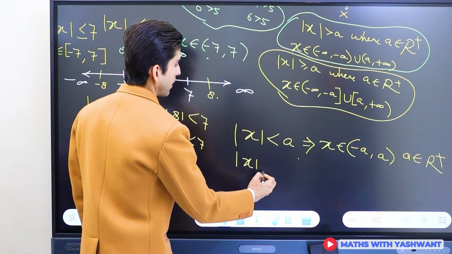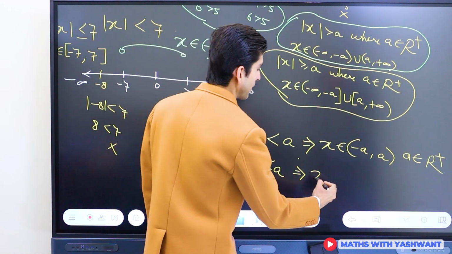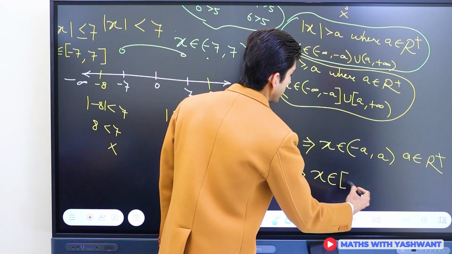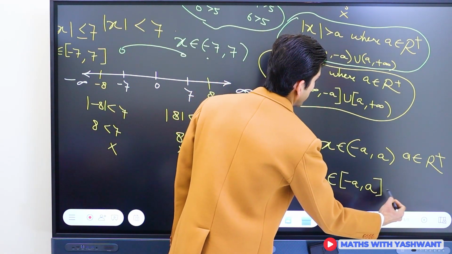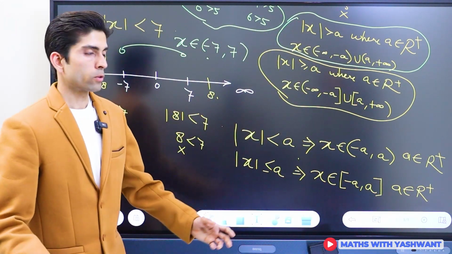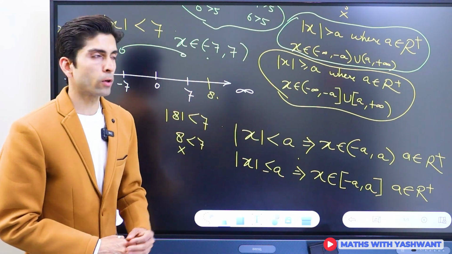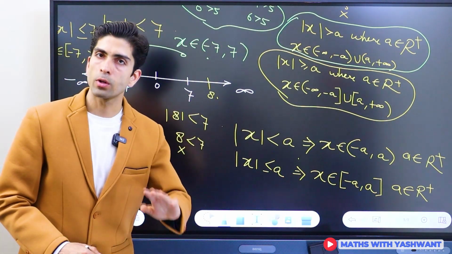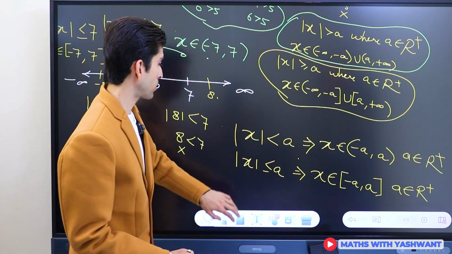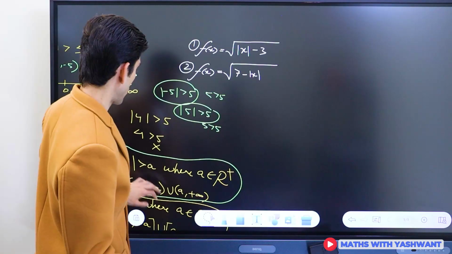Now if we have an inequality sign here, then we simply will have to include negative a and positive a in our solution. a is a positive real number. So these are the properties of modulus function that we're going to use for solving the questions of today's session. Alright, now let's get back to our questions which we are supposed to solve for today's session.